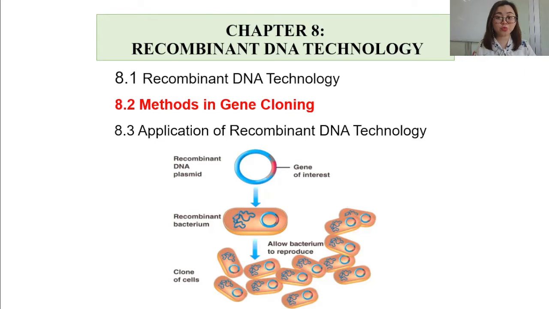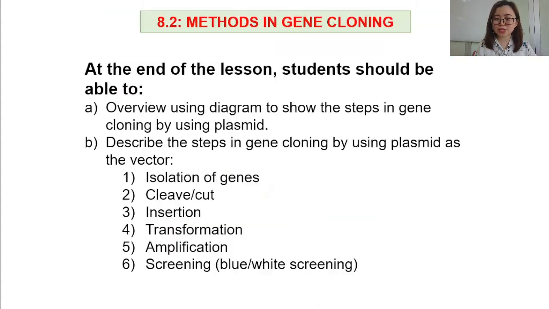In 8.1, we learned about the tools in recombinant DNA technology, and now we're continuing with how to use the tools. The learning outcomes for this subtopic are that I hope you would be able to give an overview using a diagram to show the steps in gene cloning by using plasmid. And I also hope that you would be able to describe each of these steps in gene cloning by using plasmid as the vector, using these 6 following steps.